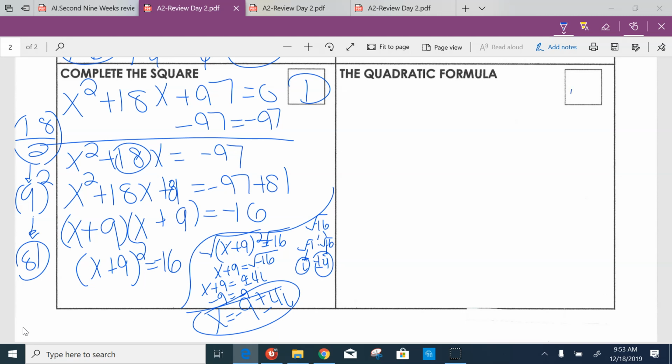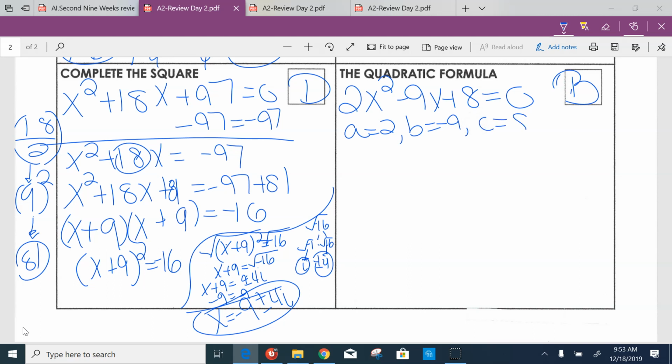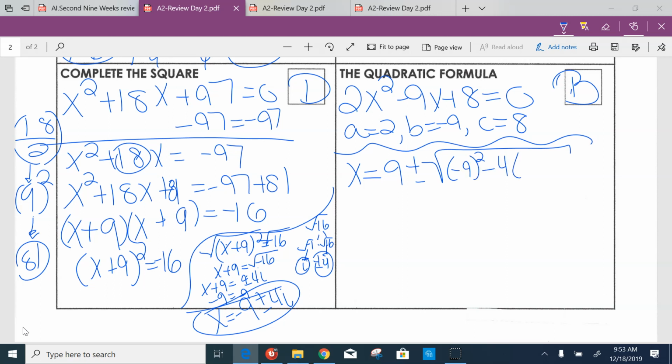And my final equation left is going to be equation B, and I will apply the quadratic formula. The equation is 2x squared minus 9x plus 8 equals 0. My A value is 2, my B value is negative 9, my C value is 8. Begin my substitution. x equals negative B, which turns this to a positive 9, plus or minus the square root of B squared minus 4 times A times C, all over 2 times A.